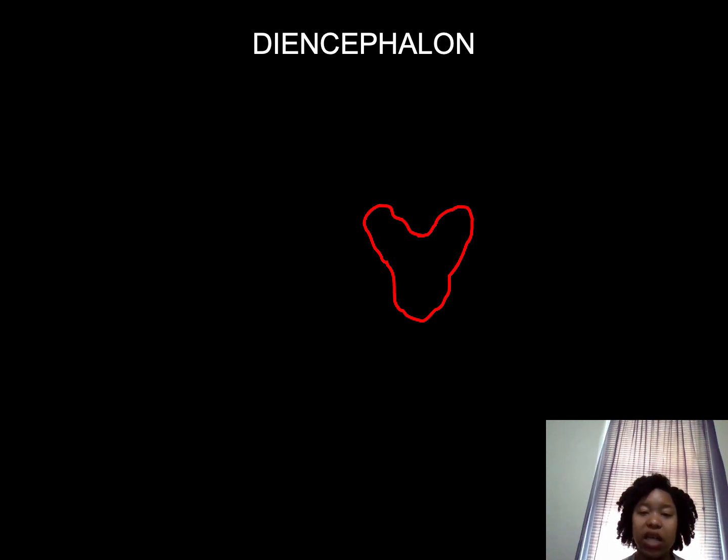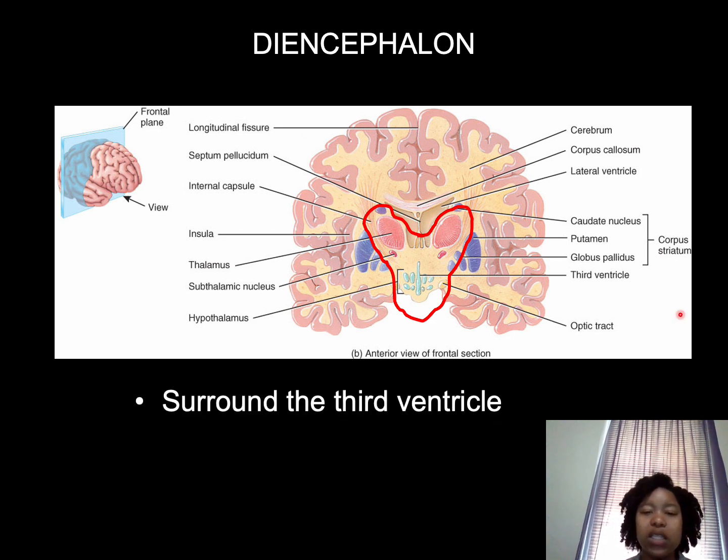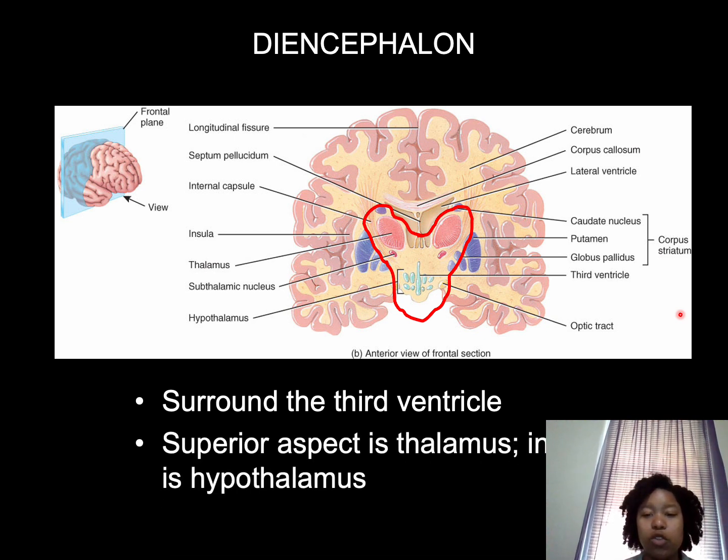Alrighty, and then you have the diencephalon, right? And that is this portion of the brain that's highlighted for you here. It contains structures within it, but it's this specific region. The diencephalon surrounds the third ventricle. The superior aspect is the thalamus, and the inferior aspect is the hypothalamus, and you can see that depicted here. So this more cranial portion is going to be the thalamus, and then in this more caudal portion, there it is, your hypothalamus.